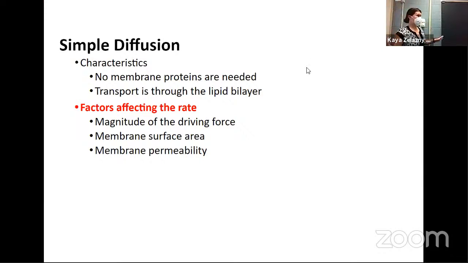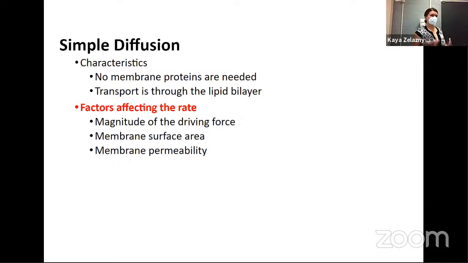So for simple diffusion, since we're going directly through the phospholipid bilayer, we don't need any membrane proteins. We can go straight across, nothing blocking them. So only certain things can affect the rate then, right? We don't need to think about the presence or absence of proteins in this case, because in simple diffusion, we don't need a protein.